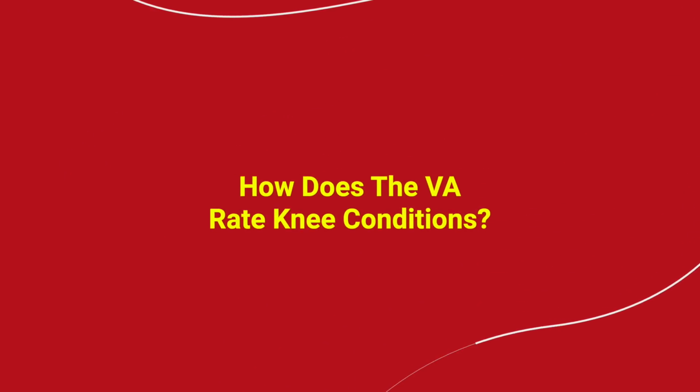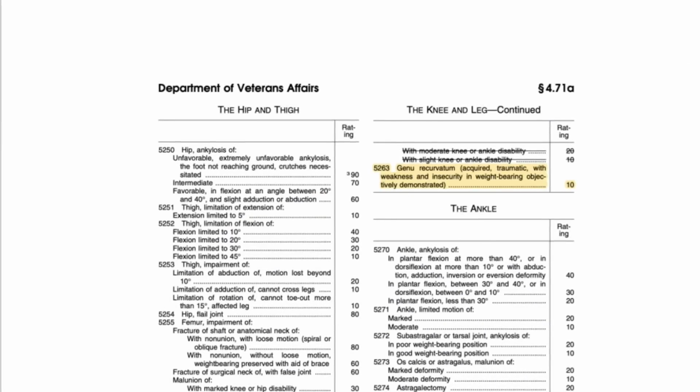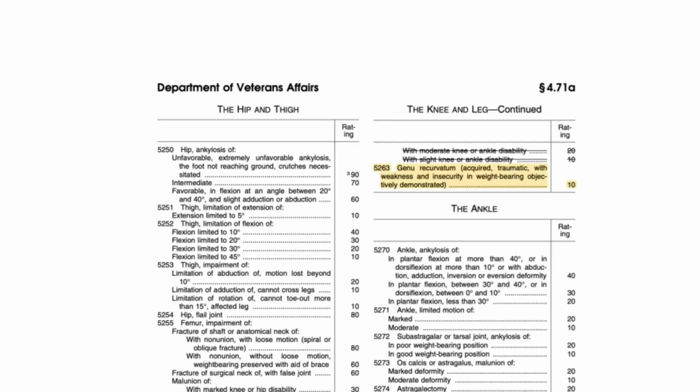Okay, now that we have these processes that are happening in the knees, how does the VA actually give you a percentage? As of this moment, you have to look in two different documents.